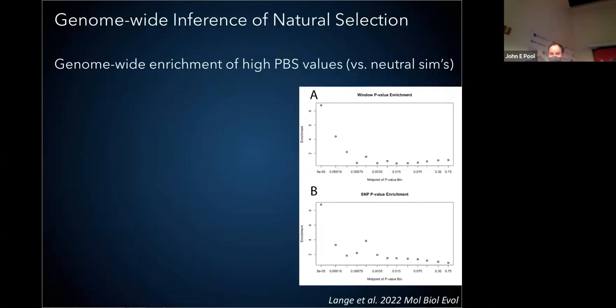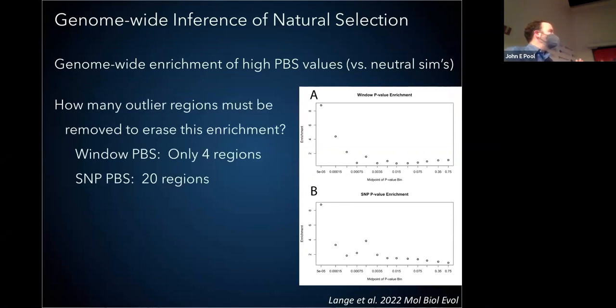We were also interested in more genome-wide perspectives on, to what extent do we have an enrichment of high genetic differentiation? And so we did what I would call an outlier removal approach. Lumping together nearby outlier windows that probably reflect the same instance of natural selection, we asked how many of these regions we would need to take away to erase the genome-wide enrichment that we observe, either on the whole window level or on the single SNP level, for genetic differentiation.